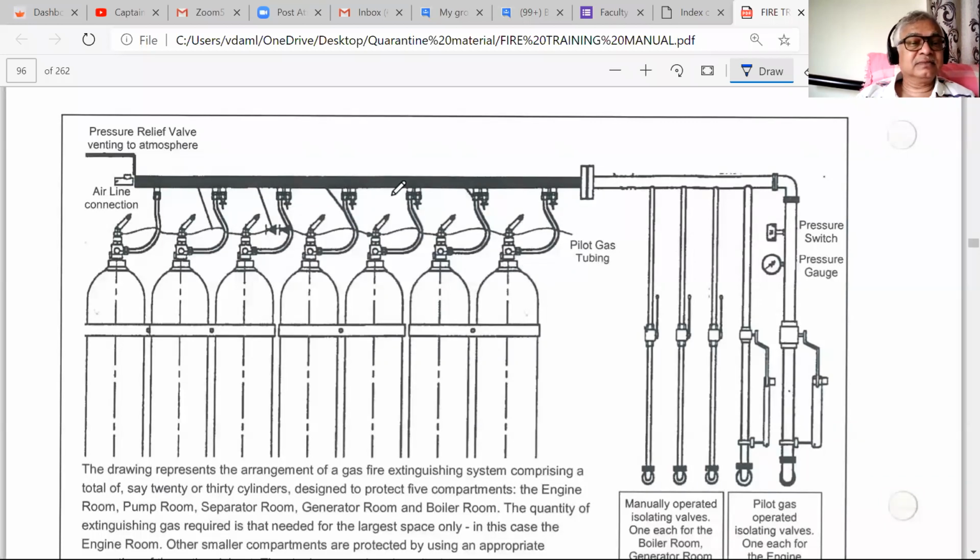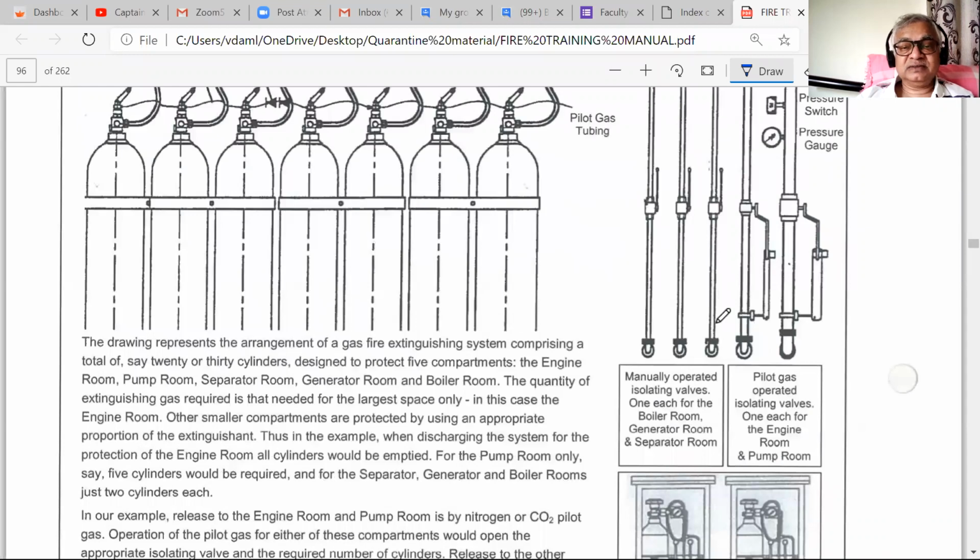Then an airline connection is there for blowing this pipeline clear. There is an isolation valve. This is kept closed, and when you want to open it, you also isolate this part so that air doesn't go the other way around and act on any valves here. So there is a way to do it. Then a pressure switch is there to tell you, yes, it is going out. Pressure gauge. These are the manually operated valves, where you release it according to wherever you want.